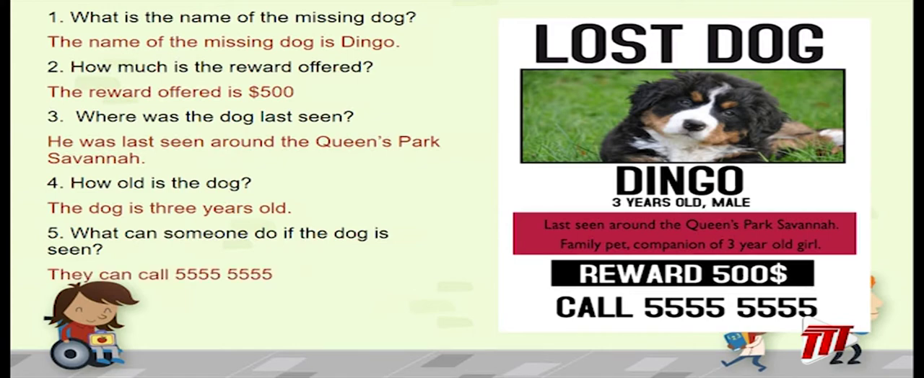Finally, we ask, what can someone do if the dog is seen? Well, as stated on the flyer, they can call 55555555. Congratulations. I'm sure that you would have found these questions quite easy to answer. Let's move on and look at another type of questions.